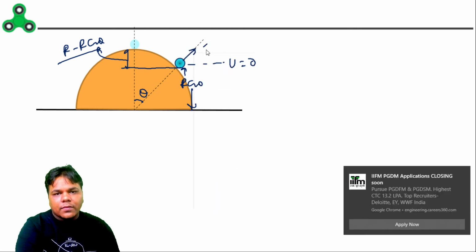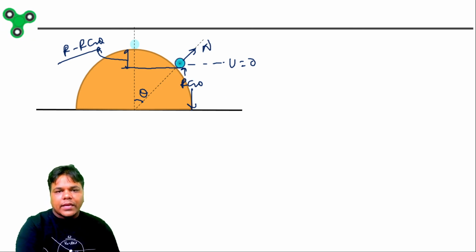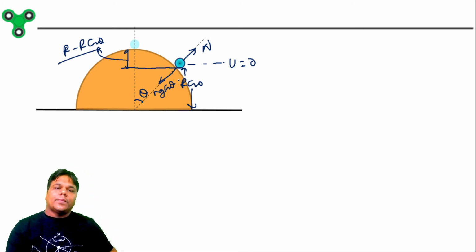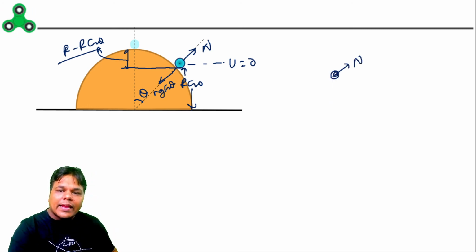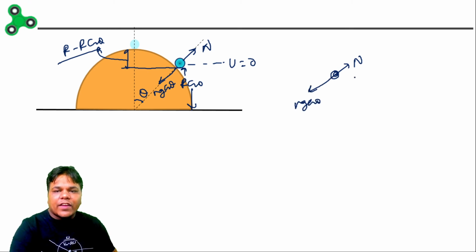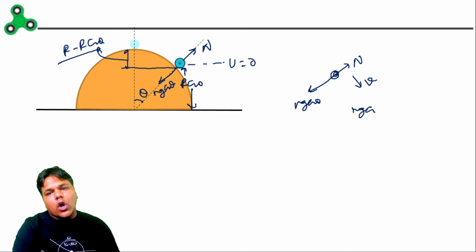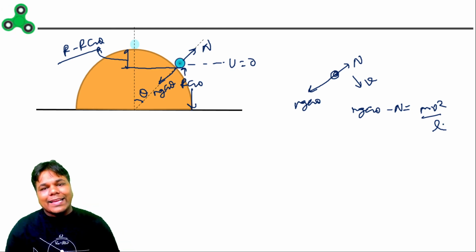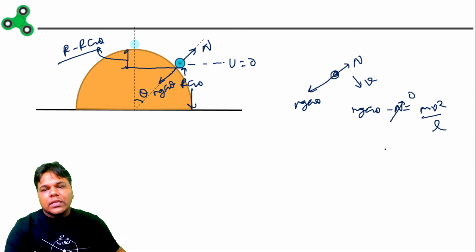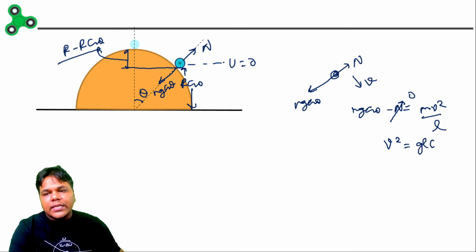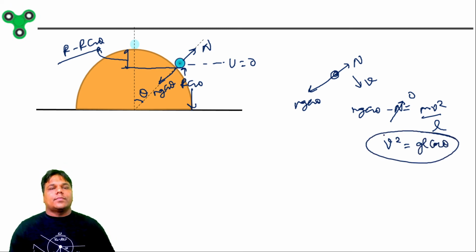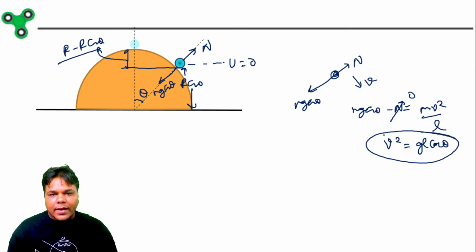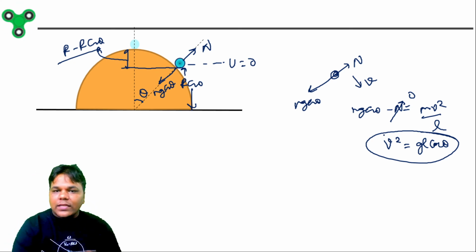Here we have a normal. Here we have a component of the mg, which is mg cos theta, and the velocity, let's say v. So mg cos theta minus N is equal to mv square by r. But what was the condition? It will leave contact, so normal is 0. That means v square is equal to gr cos theta. Right? So now we got the velocity at that point.